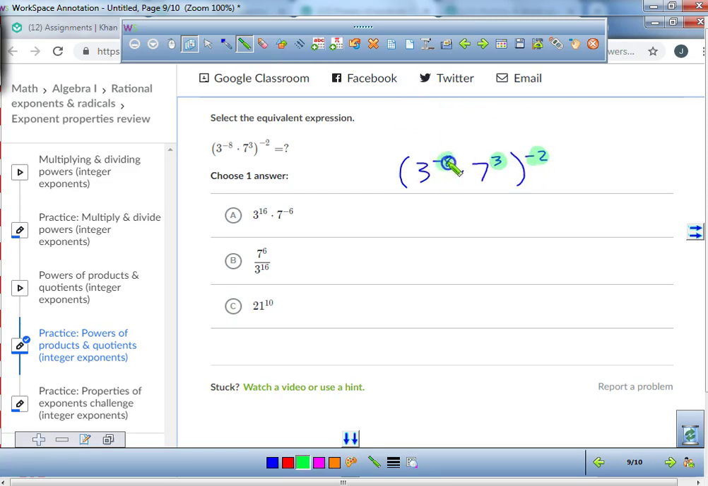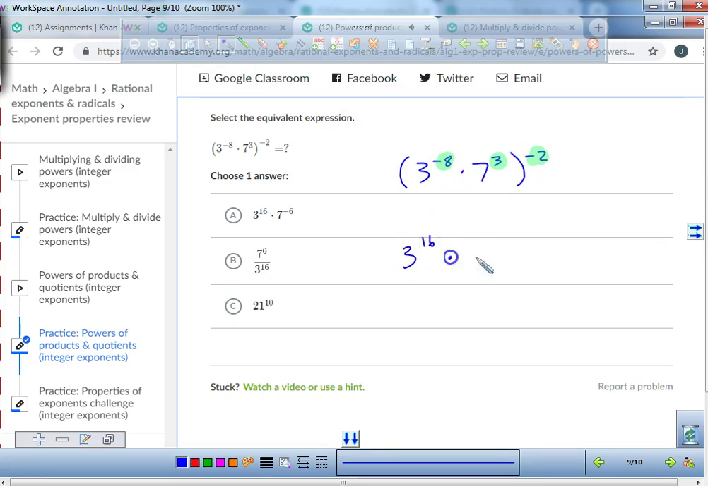With this power and this power, we are going to multiply them. So we have 3 to the power of negative 8 times negative 2, which is 16, times 7 to the power of negative 6. But oh, this is a negative exponent. So what do I need to do? I need to change it and make it positive. So all I'm going to do is put it down in the denominator. Okay? So right here, if everybody sees, this is the correct answer.